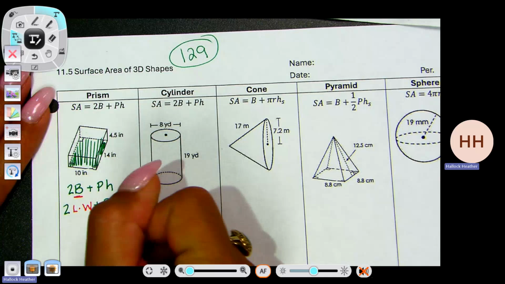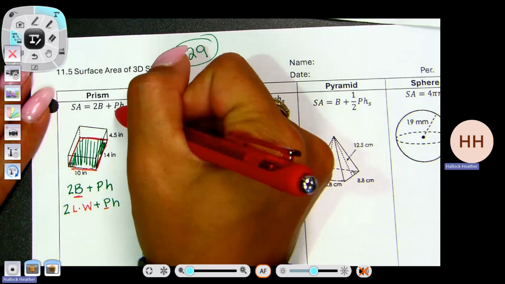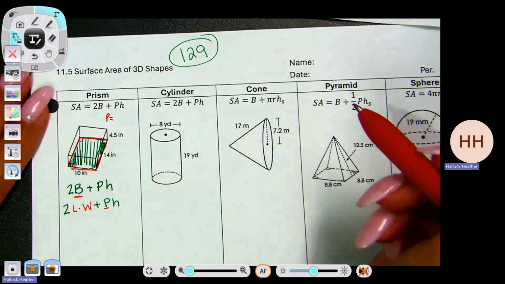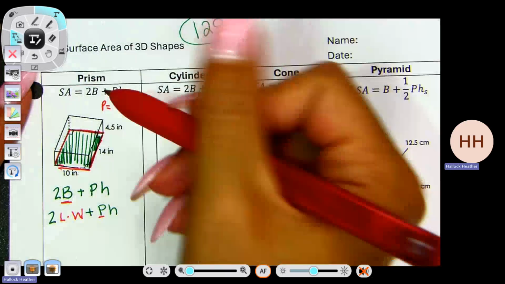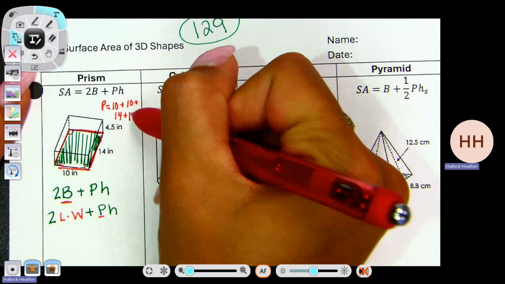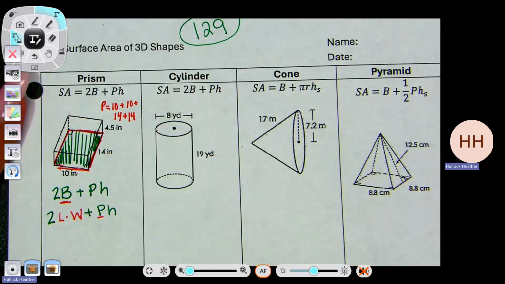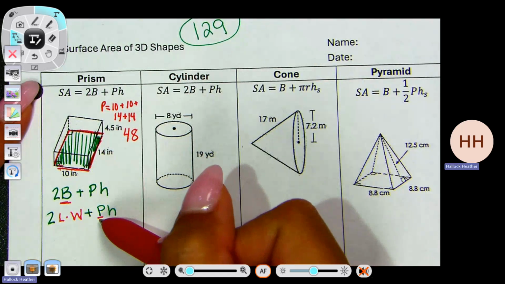So in this part, we're going to pause really quick. We're going to figure out what the perimeter of the base is. Perimeter is where you add up all the sides. So for my base, what 2 numbers am I adding? 10 and 14. So you're really doing 10 plus 10 plus 14 plus 14. You don't have to write this because you should be able to figure it out. What's my perimeter? Not 44. Close. 48. Okay, so P is going to be 48.